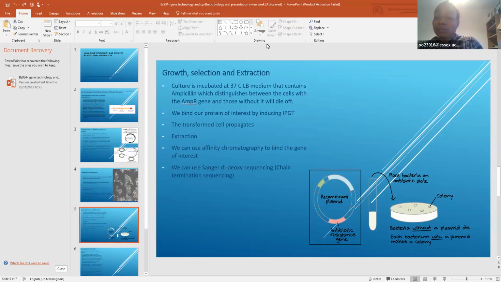The bacteria placed on the antibiotic plate will distinguish the ones that have ampicillin resistance and the ones that don't. The ones that don't have ampicillin resistance will die, while the ones that have ampicillin resistance will propagate, going on to form colonies. So we introduce this IPTG to induce the BRCA1 protein for extraction, where the vector has the His tag that binds to the gene of interest, and it will be purified using affinity chromatography. We also use Sanger dideoxy sequencing to verify our construct.